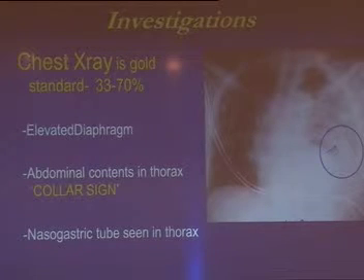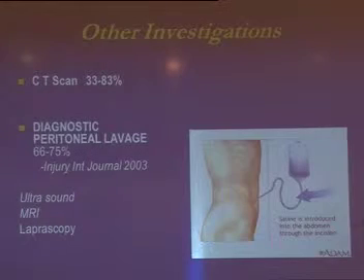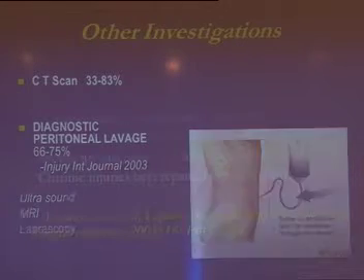Once the abdominal contents enter the thorax, when there is severe strangulation at the opening, there is a sign called the collar sign. Also, sometimes when a nasogastric tube is seen in the thorax, we can suspect a diaphragmatic rupture. The other modalities are CT scan, diagnostic peritoneal lavage, ultrasound, MRI, and also laparoscopy. Laparoscopic specificity is almost 100%.